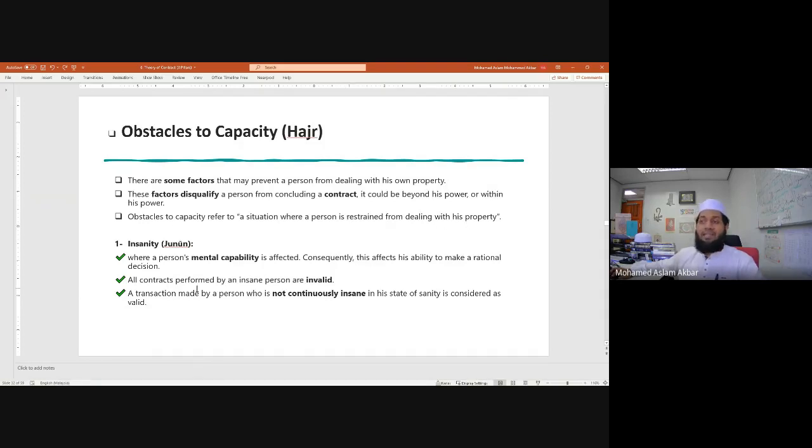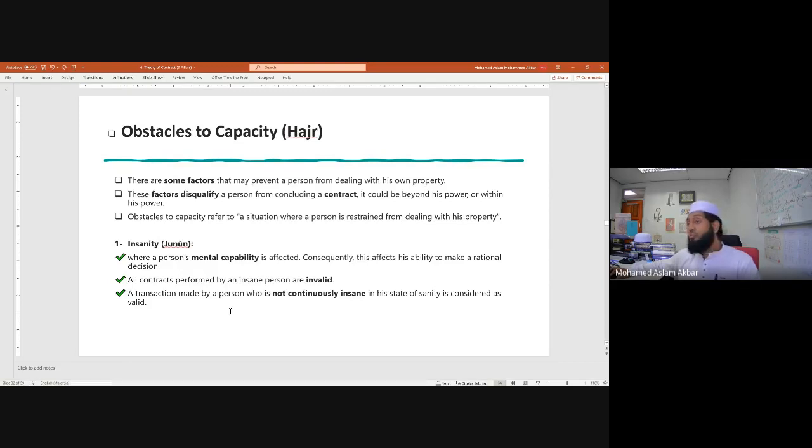The first one is insanity. When someone becomes majnun, insane, or a lunatic, where a person's mental capability is affected, even though he is a major, he may be 20 or 30 years old, but if his mental capability is affected, consequently this affects his ability to make a rational decision. All contracts performed by an insane person are invalid, which means that I also cannot make any trade with him. I'm not allowed to do that.